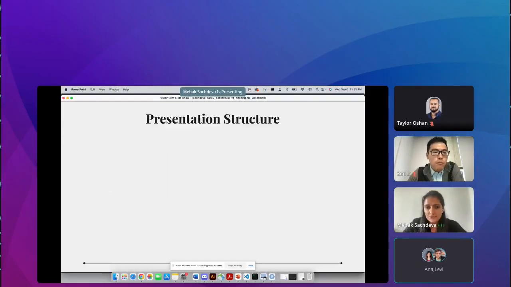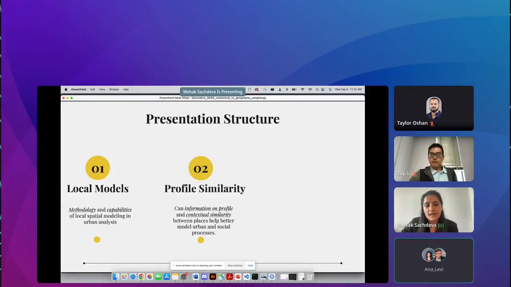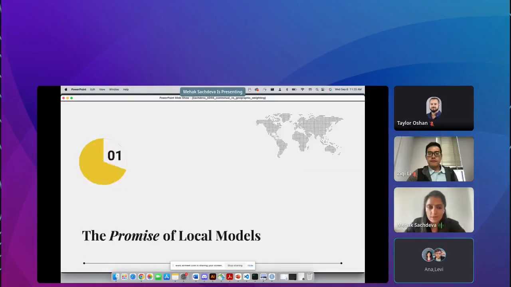So for the presentation, I will first set the stage by talking a little bit about local models and what we can find out from local models, such as contextual behaviors and spatial proximity behaviors. And then I will talk about how I operationalize the profile similarity measure within these models and where we might take this research from there.